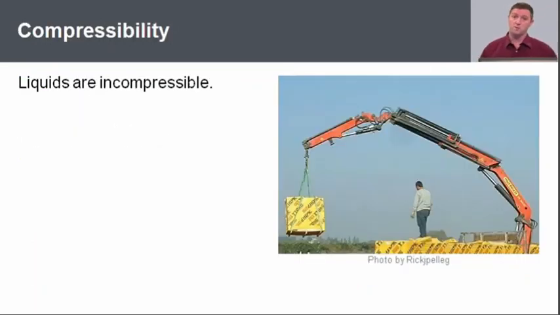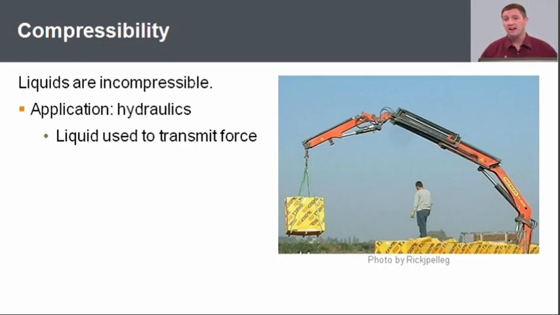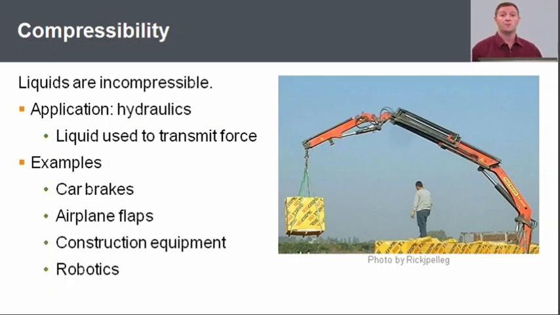Now, looking at other properties such as compressibility. We looked at gases, and gases are highly compressible. Liquids are not. For all intents and purposes, we can say that they are incompressible. And how does this help us? What applications does it have? Well, it allows liquid to transmit forces through them, like in the hydraulics of car brakes or the flaps on an airplane, construction equipment, robots, where you're moving very heavy lever arms and you need to transmit force. Liquids are ideal because they are incompressible.